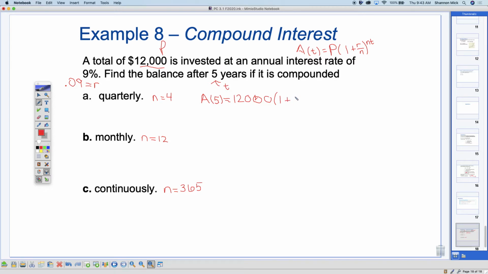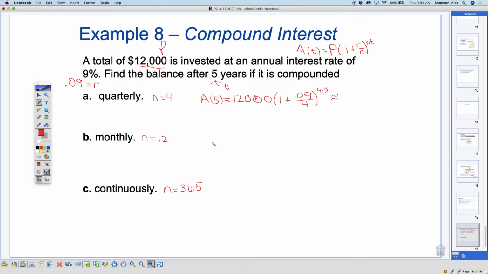1 plus what? 0.09. 0.09 over 4. Why 4? That's how many times it's compounding, right? To the 4 times 5. Now, write 4 times 5, but in the calculator, you're going to put in 20. Okay? So you've shown me everything. Now, this is probably going to be an approximate amount? Yes, so you have to put approximate.